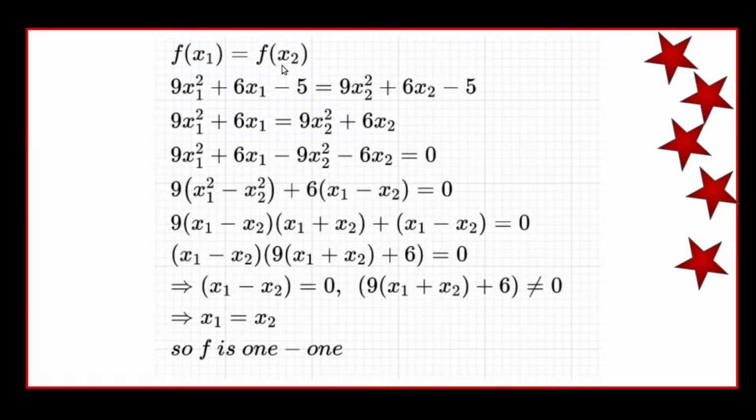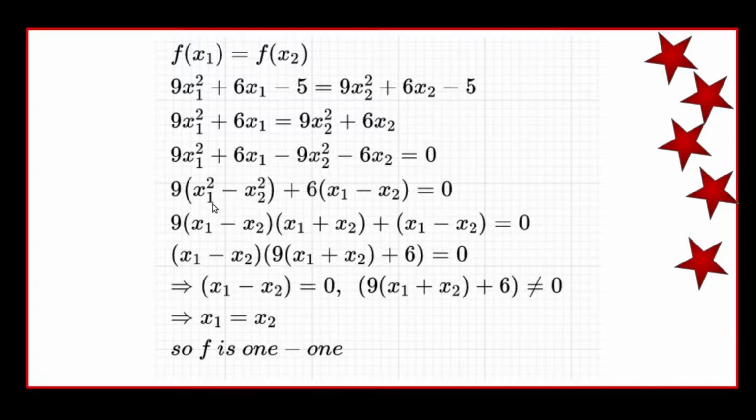Take f of x1 equal to f of x2. We get 9x1 square plus 6x1 minus 5 equal to 9x2 square plus 6x2 minus 5. Adding 5 to both sides, we get 9x1 square plus 6x1 equal to 9x2 square plus 6x2. Now take these two terms to the LHS: 9x1 square minus 9x2 square plus 6x1 minus 6x2. Taking 9 common from the first two terms, we get 9 into x1 square minus x2 square, plus, taking 6 common from the other two terms, 6 into x1 minus x2, equal to 0.